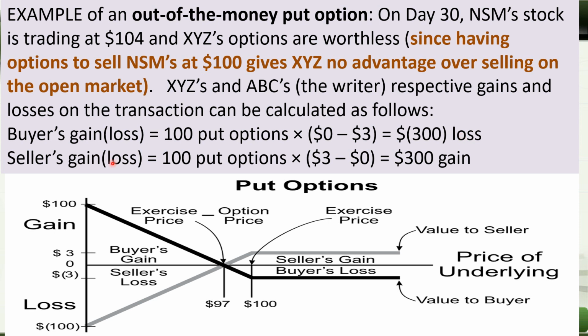But the writer, whatever that $300 he got, that is the only gain he got. So that is the gain. Same situation as it moves in the graphic, that the buyer's gain is the seller's loss and the seller's gain is the buyer's loss.